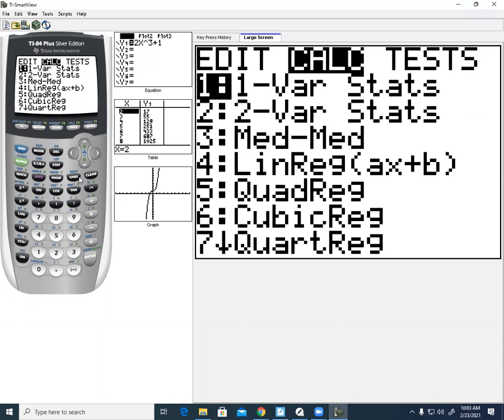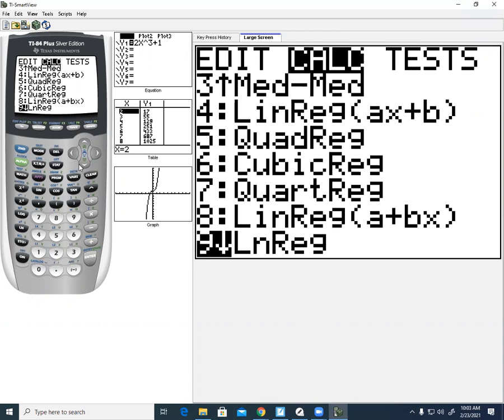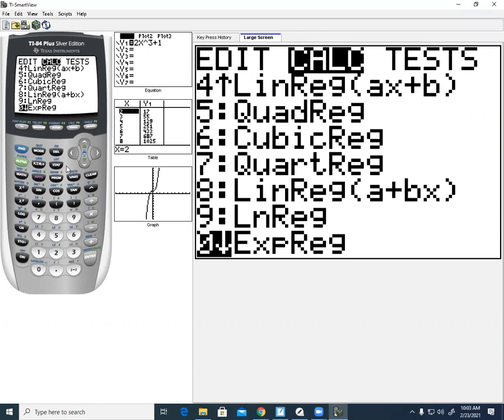Now we're going to do the same kind of thing, except using exponential regression. If you keep arrowing down, just underneath quartic regression there is ln regression and exponential regression. Ln regression is log regression, so that's creating an equation with a logarithm, and exponential regression is obviously creating an equation using an exponent. The ones we're probably going to use more today are ln regression and exponential regression, because those are finding equations for logs.